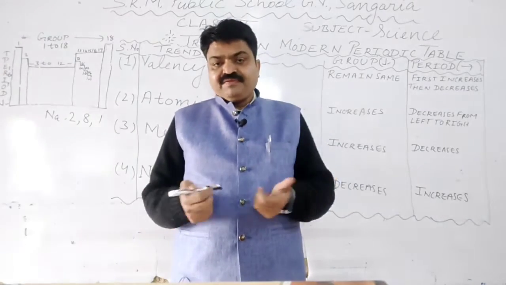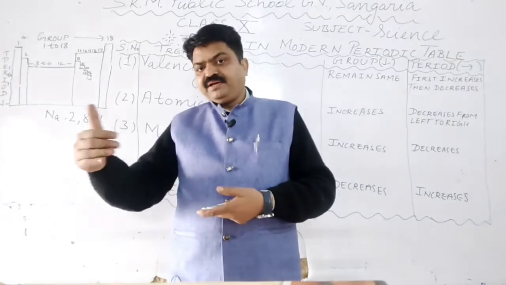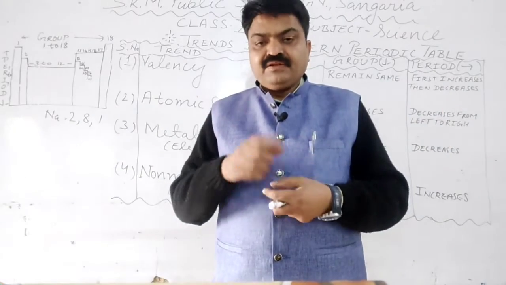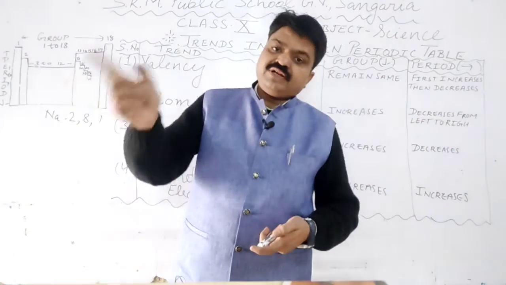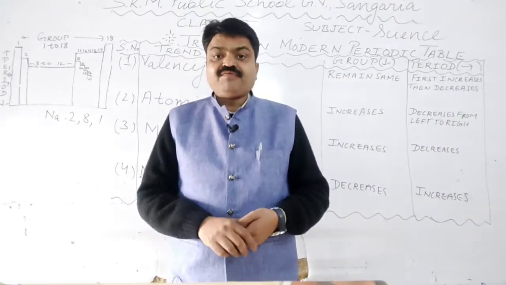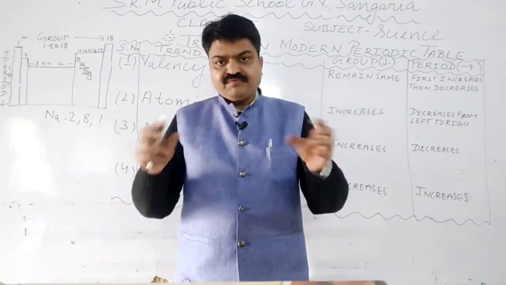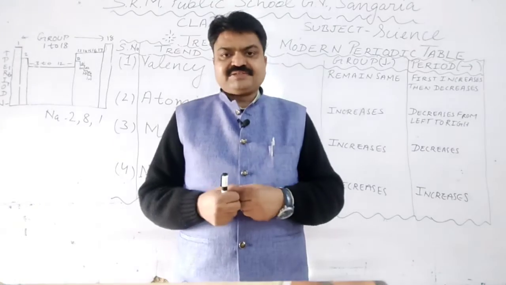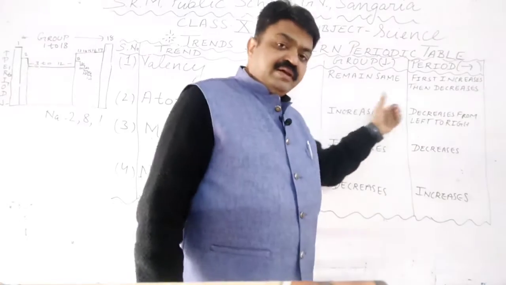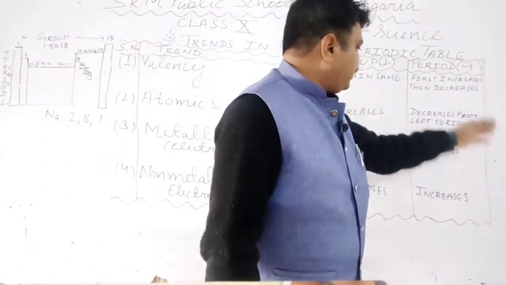Because if we increase the number of electrons in the particular elements, means in the period, if the number of electrons increases, then what increases? Nuclear charge increases, and due to increasing the nuclear charge, the force of attraction also increases, and due to that increasing force of attraction, the atomic size is reduced, student. So we can say in the modern periodic table, the atomic size decreases.